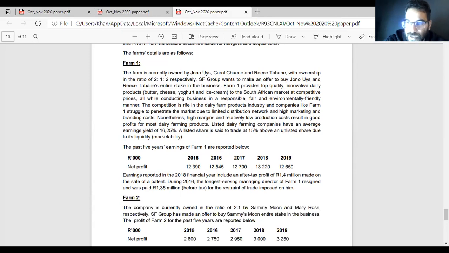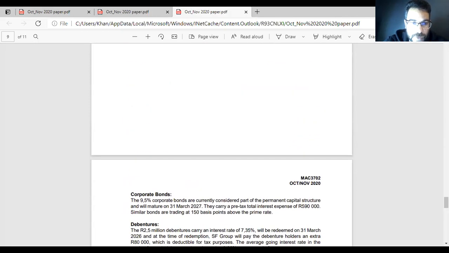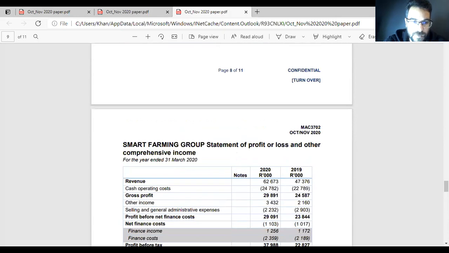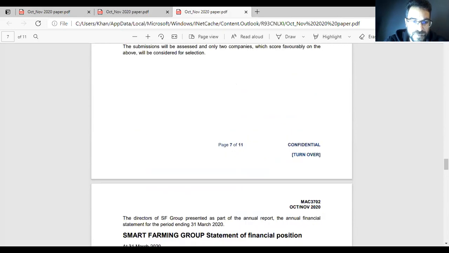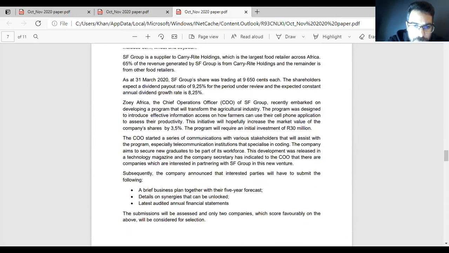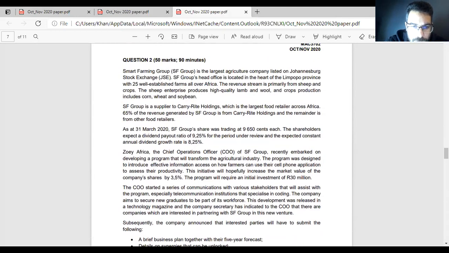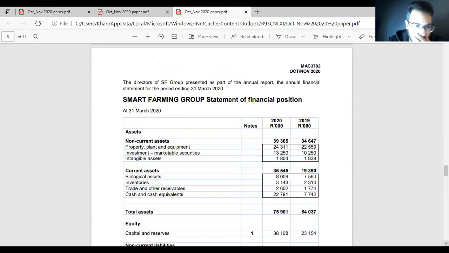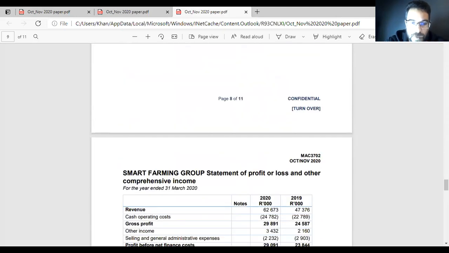I don't know. I'm just going to see quickly if there's some more information about the farms anywhere above. I don't know if there's more information, but basically what we want to do.